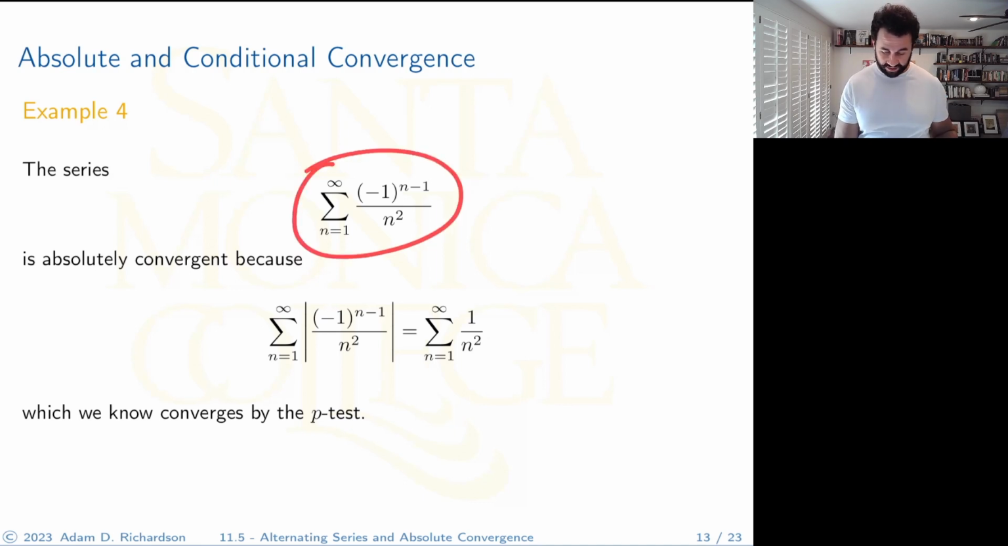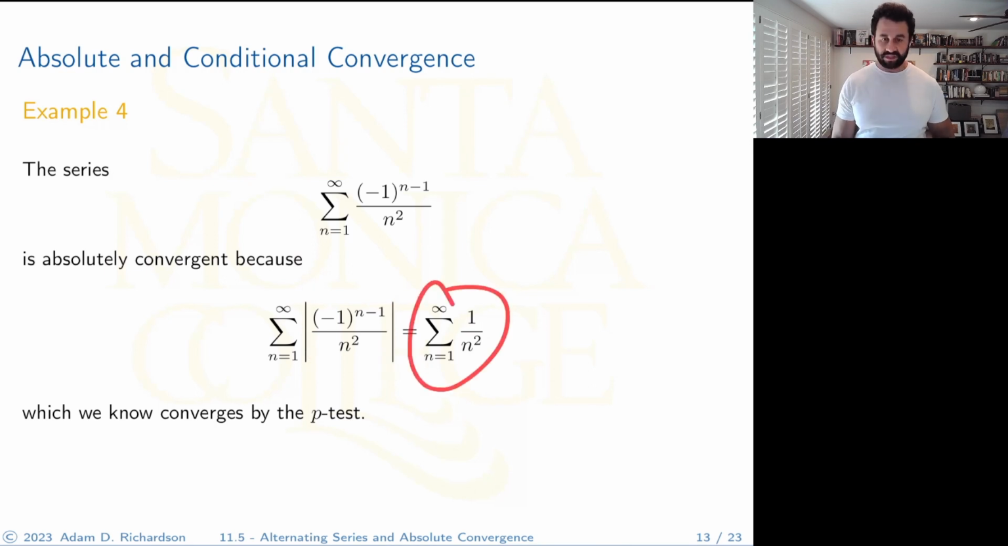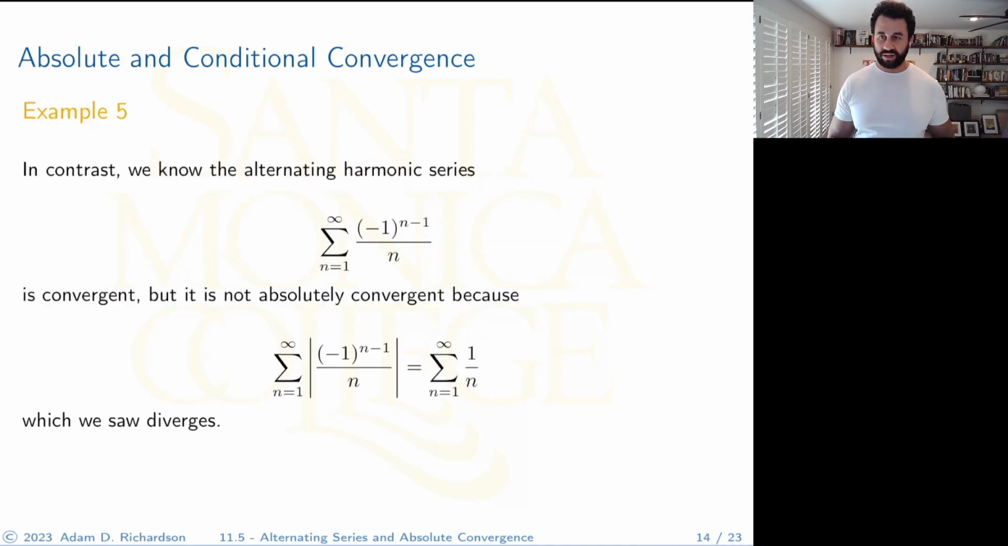This series right here is an absolutely convergent series. The way that we can tell is we take the absolute value of the summand and we look at the resulting series and see what that series does. Well, this series is just a p series and it converges by the p-test because p is greater than 2. I'm sorry, p is greater than 1. In this case, it's equal to 2. All right, so because this series converges, that means this series is absolutely convergent. And that's the claim right there.